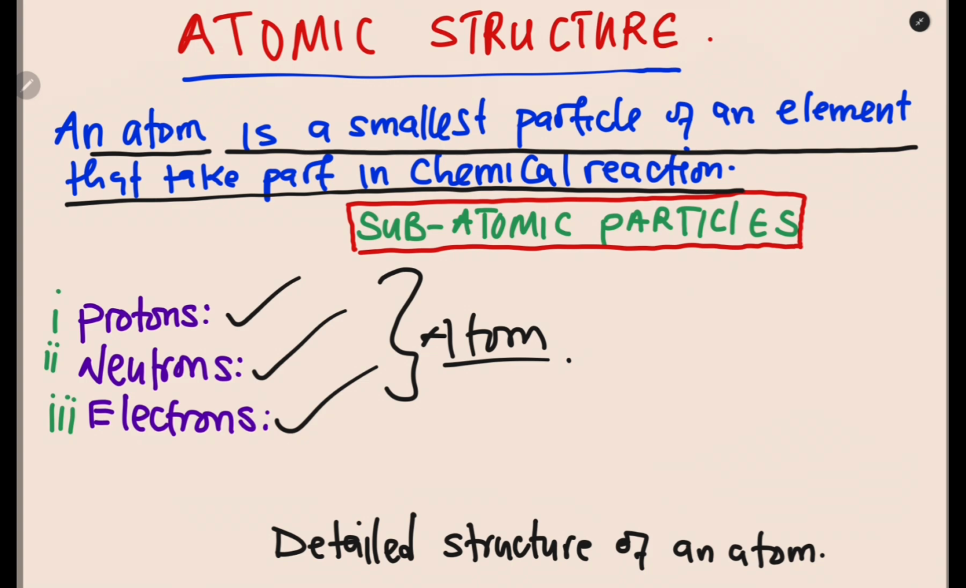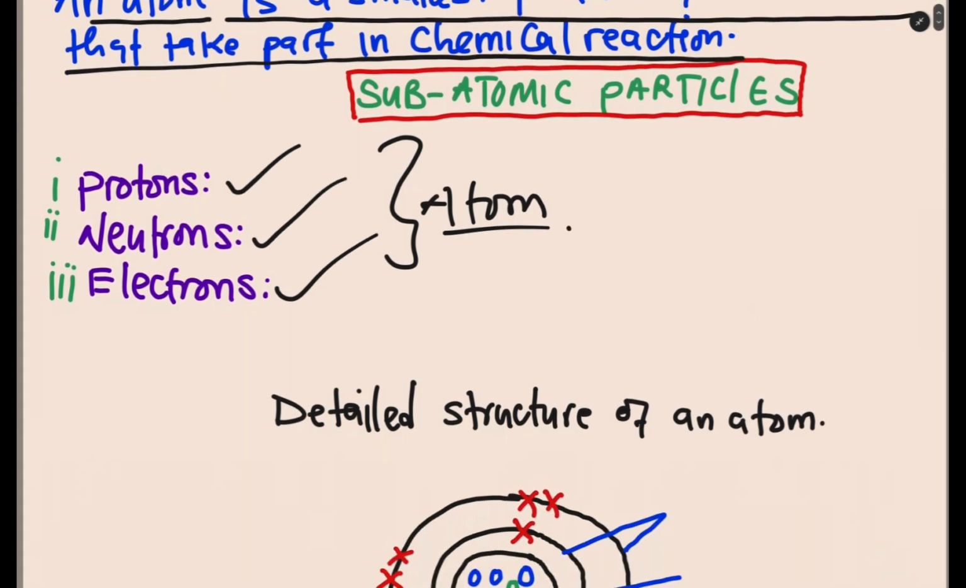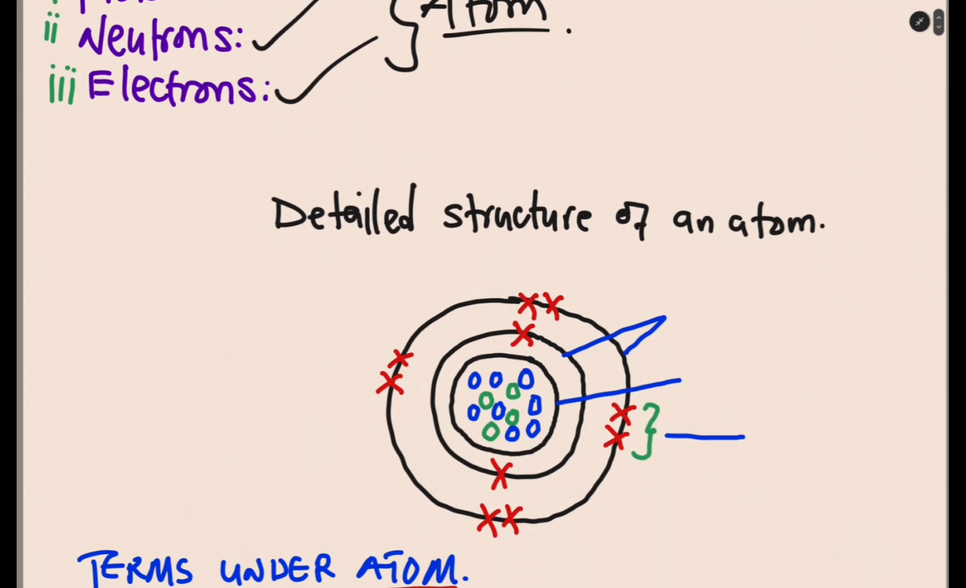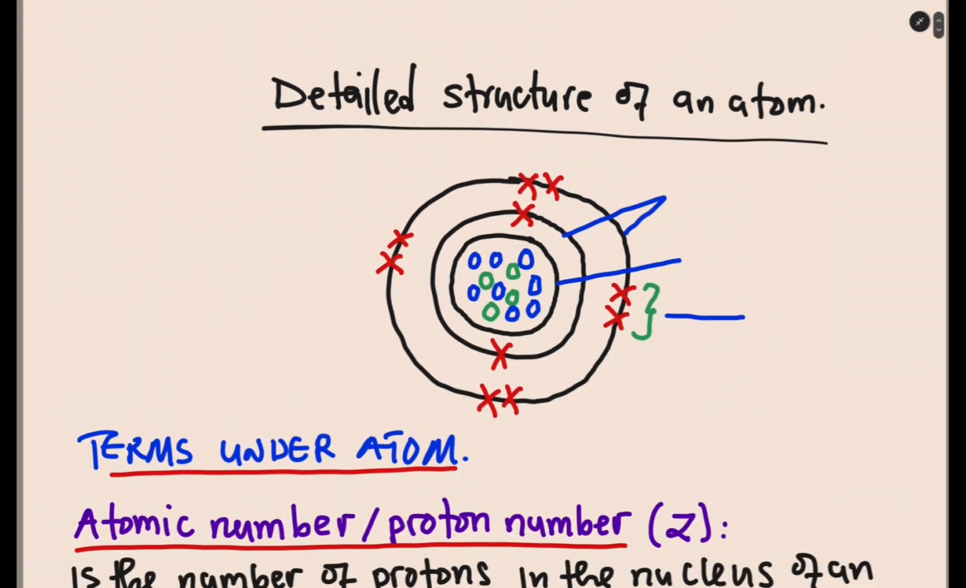All right, so let us look at where these are found, or how they are positioned in an atom. Like I said, this is just to give you basic information or a start in chemistry, but enough for the exams if you are doing secondary education or high school level. So this is the detailed structure of an atom. Now let us label this diagram.